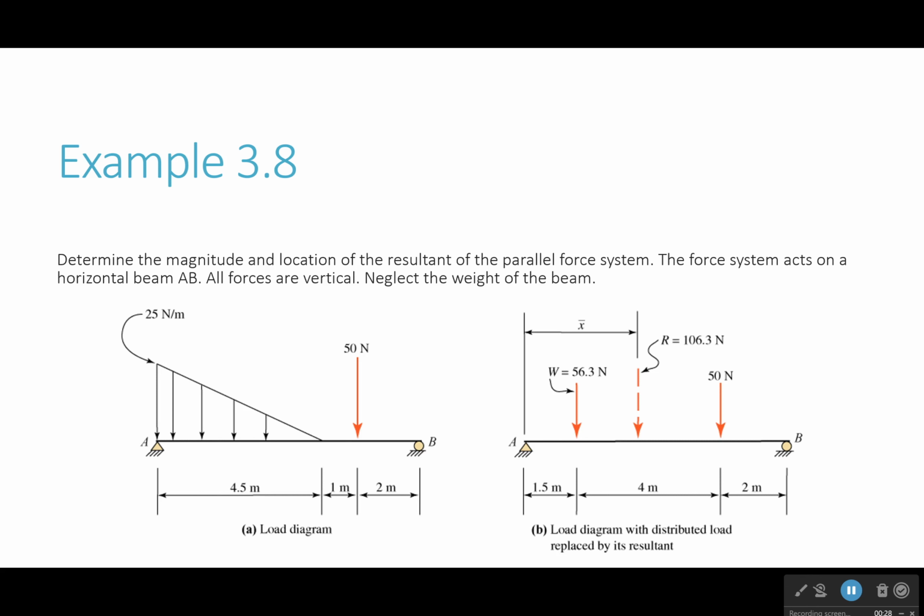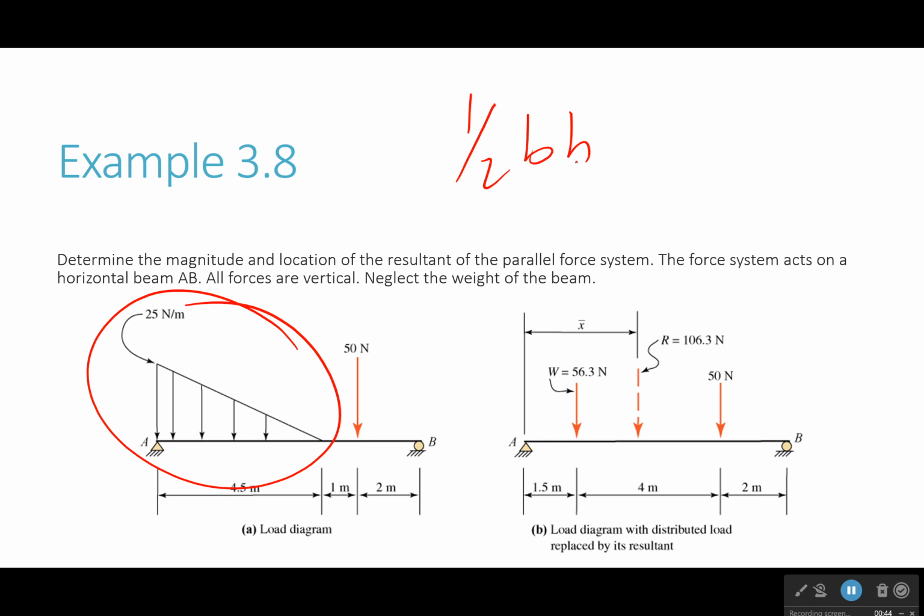Now how do we do this? Well, first off, we have to find the magnitude of this distributed load. And what is that magnitude? Well, it's going to be the area. It's always the area of our load here. So area of a triangle is 1/2 base times height. The height would be 25 newtons per meter. The base would be 4.5 meters. And that comes out to be 56.3 newtons.